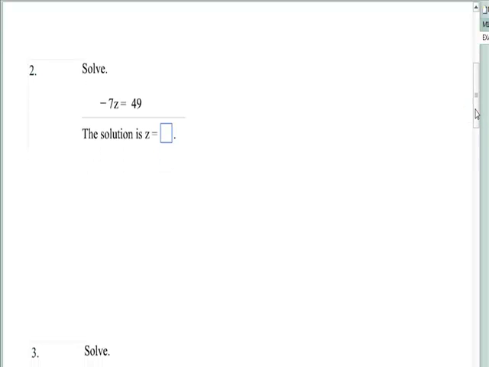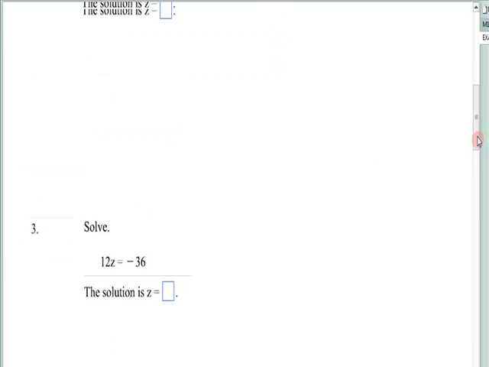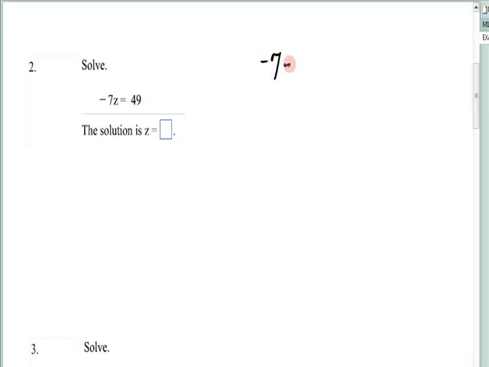Let's look at number 2. It has negative 7z is equal to 49. There's my barrier. There's the z. I want the z by itself. Well, what's going on with the negative 7 and the z? Even though it's negative, it's not being subtracted from z. It's not being added to z. Because it's sitting adjacent to the z, right next to it, that's implied multiplication.